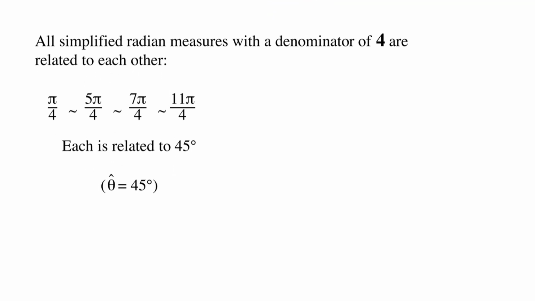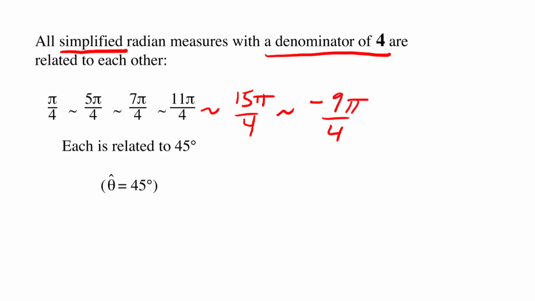So we see pi over 4. Basically, anytime you have a radian measure that's simplified with a denominator of 4, it's going to be similar to all the other ones with 4, including pi over 4, and you can go beyond. 15 pi over 4 could be negative. Could be like negative 9 pi over 4. There it is. These are all related to 45 degrees.